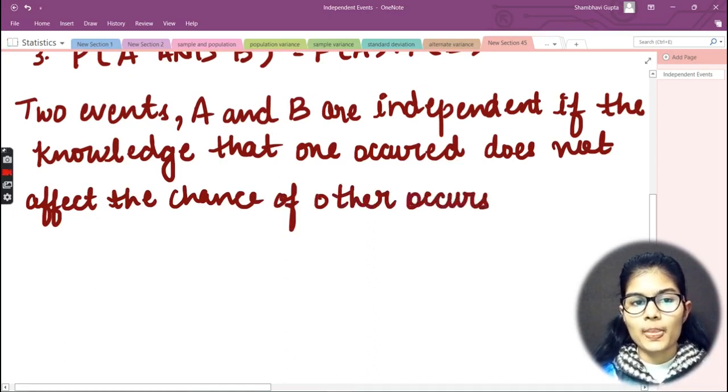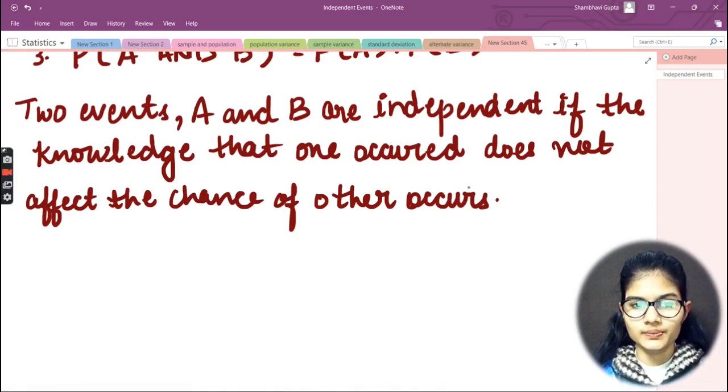Now, what do I mean by what I have written up here? Listen to me: two events A and B are independent if the knowledge that one occurred does not affect the chance of the other occurring. It means that the knowledge that one has occurred does not affect the chance of the other occurring. In that case, A and B, the two events, are said to be independent. So this is what independent means here.